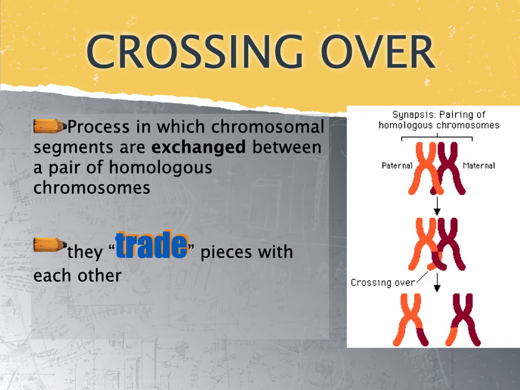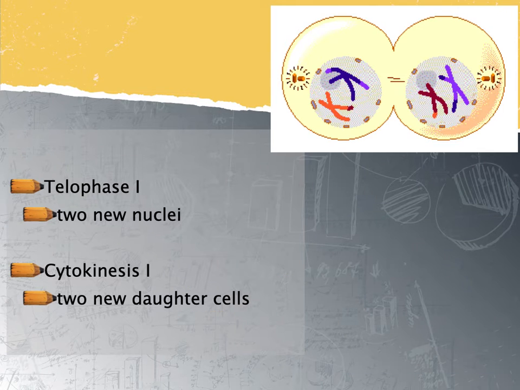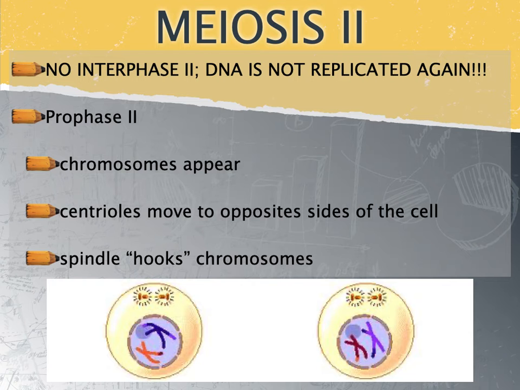Well, what is crossing over? It's when you trade pieces with each other. You can see the orangish and the dark red, and then you have a piece that's an orange one that's got some dark red, and a dark red that's got some orange. Crossing over, it's a trade. Metaphase 1, we're going to line up something in the middle whenever you see metaphase. Anaphase, we're going to split or rip some chromatids apart during any anaphase. Telophase 1 is going to get 2 nuclei, and cytokinesis 1 is when we get 2 daughter cells.